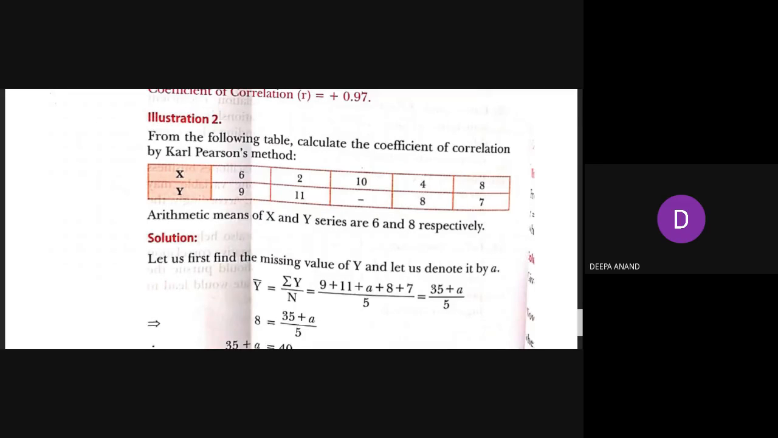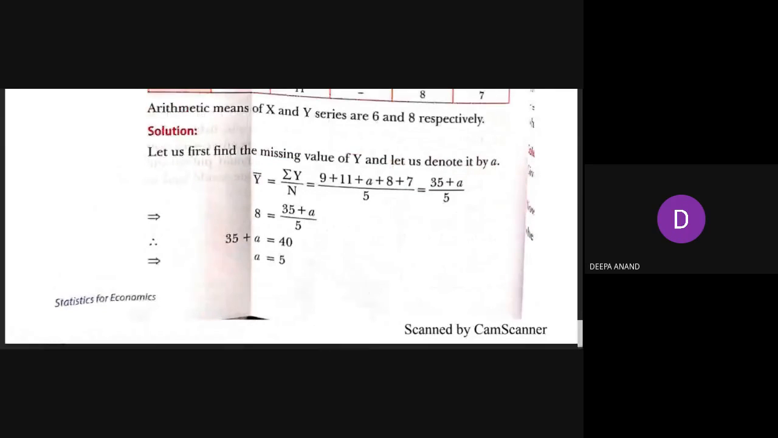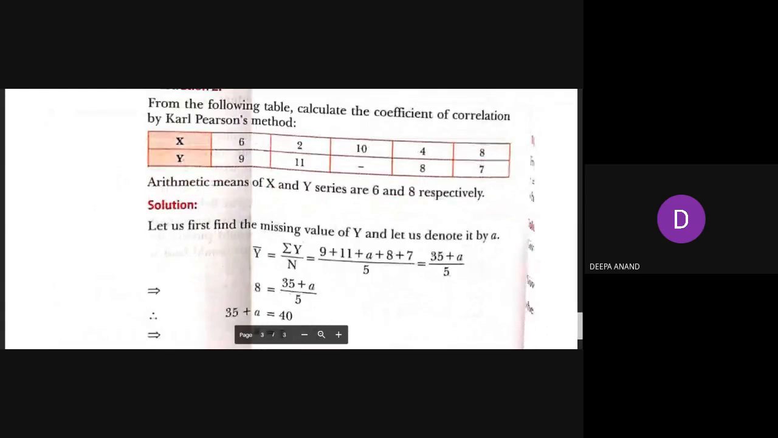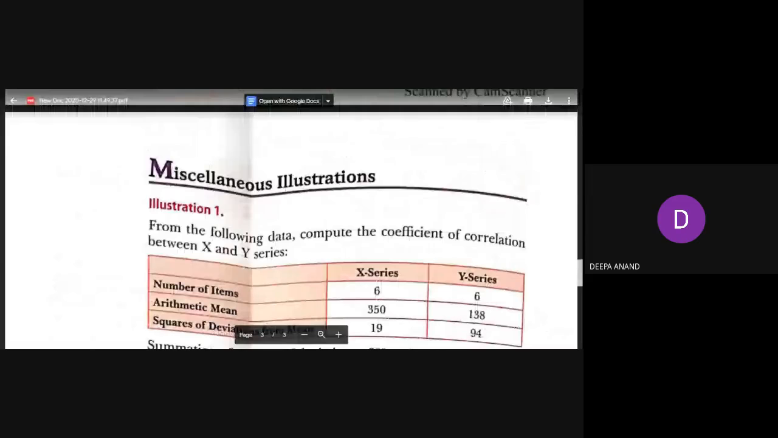Then here you got the value. Now it's a normal series where you can find the coefficient of correlation. Make the columns for the correlation, find the deviations and all. Make the x column, deviation column, deviation square, then the y column, dy, dy square, then find the correlation. Do it.